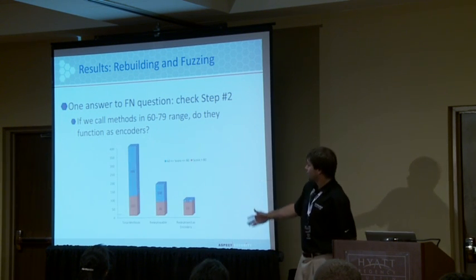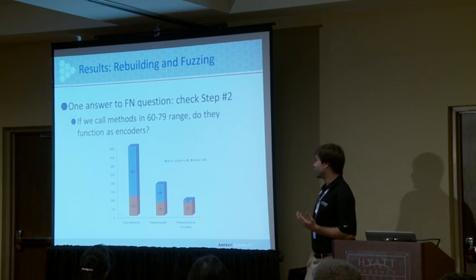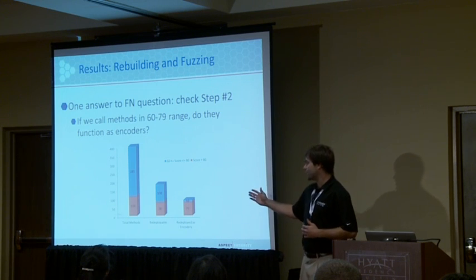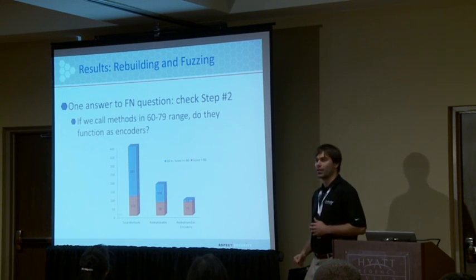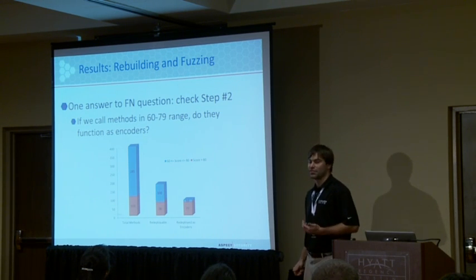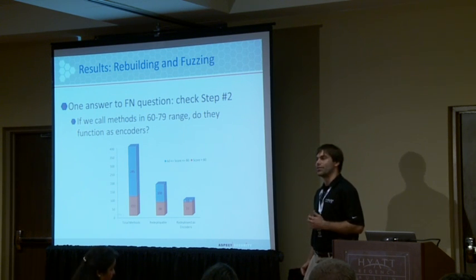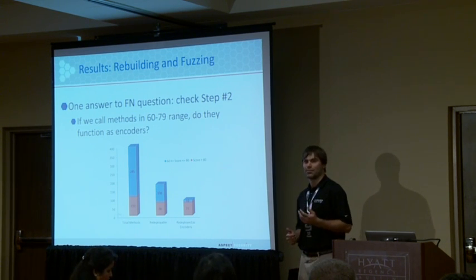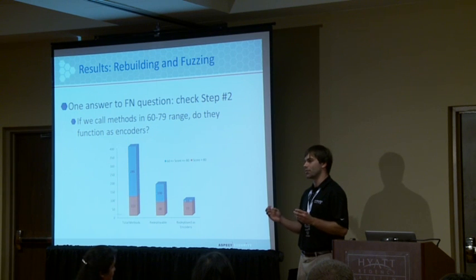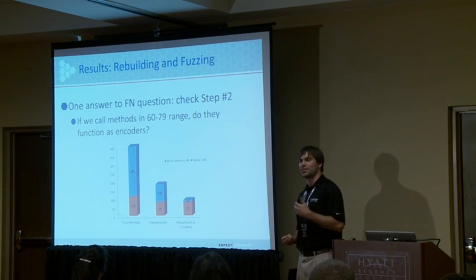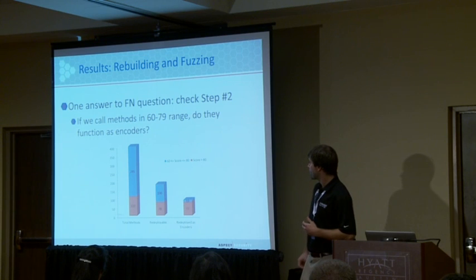Again, that left column is just a reprise of what we saw before: 113 methods scoring at least 80 on the step 1 test. Of those, 78 we were able to rebuild, and of those 78, 77 actually came across as encoders. The one that didn't was an attempted HTML encoder that only encoded less than and greater than signs and nothing else. So we didn't call it an encoder, but it was at least attempting to encode HTML.